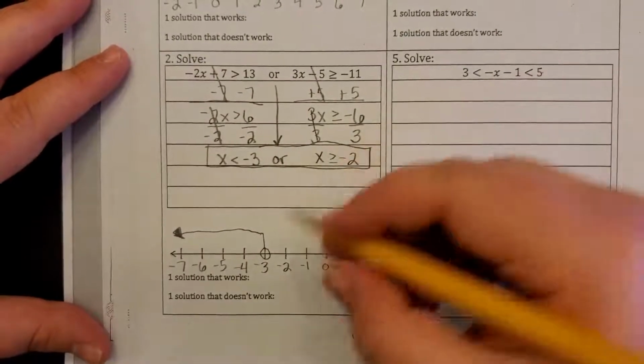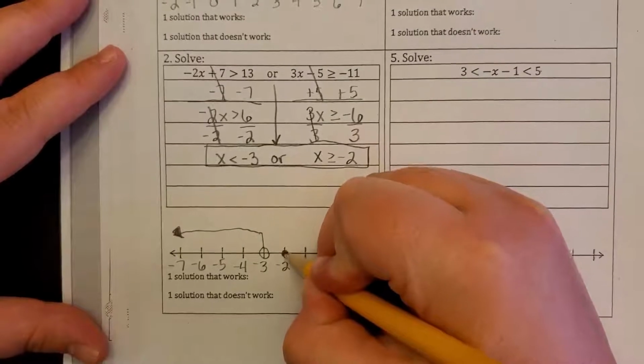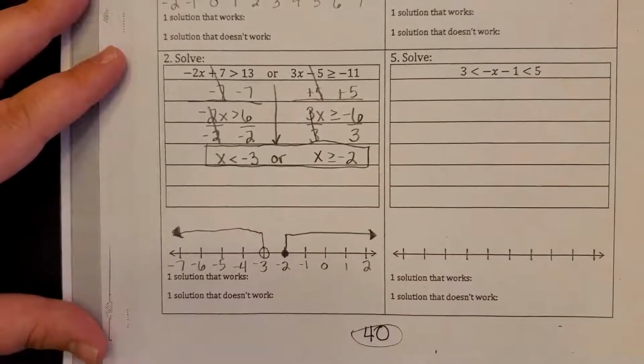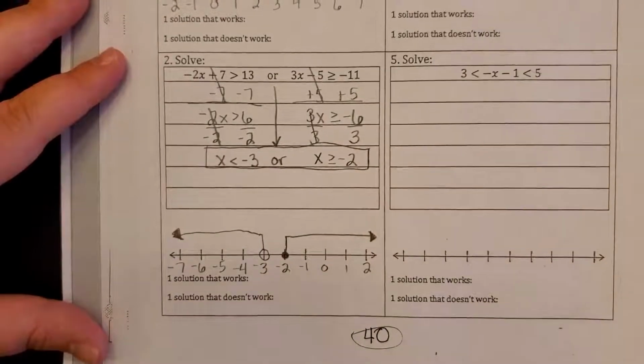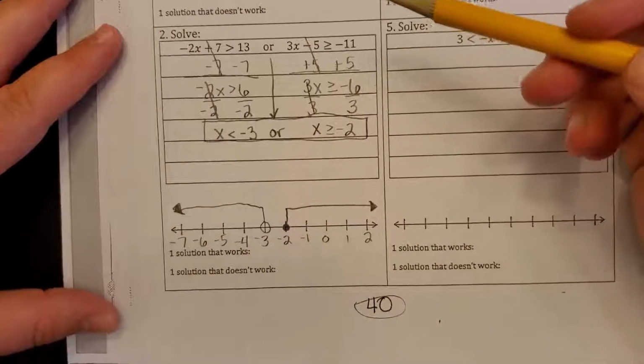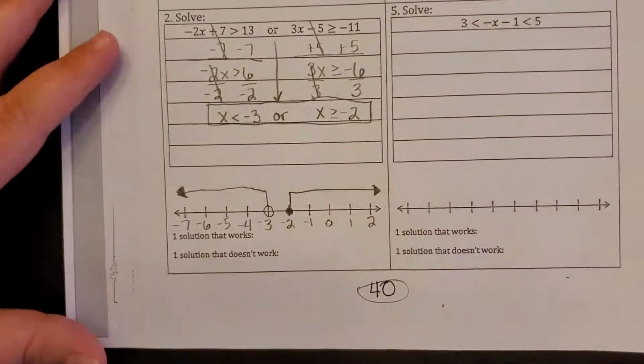This one does have a line underneath, so that's a closed dot on -2, shade to the right. Again, the arrows are going in opposite directions, so I know that I've done it right. All right, so I forgot to do this on the last problem, so we'll have to go back and do it, but we need to say a solution that works and one that doesn't.